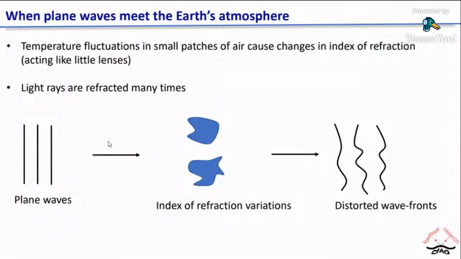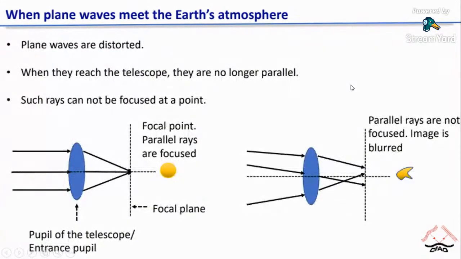So what happens when plane waves meet the Earth's atmosphere? Since the atmosphere is constantly moving, temperature fluctuations in small patches of air cause changes in the index of refraction. So the plane waves that are coming, the straight ones, when they come in contact with the atmosphere, get distorted. Instead of plane wavefronts, these straight ones, we get curvy or distorted wavefronts. Plane waves are distorted when they reach telescopes. They are no longer parallel.